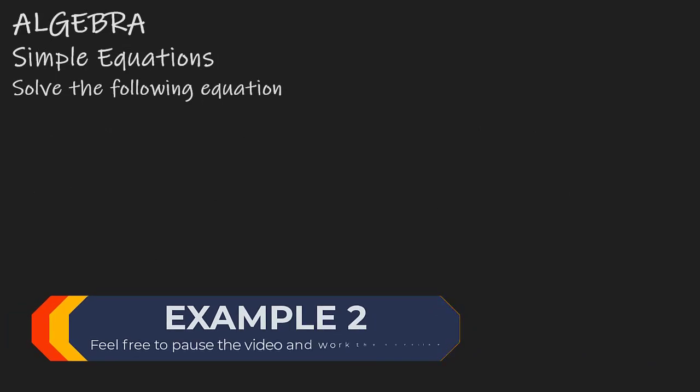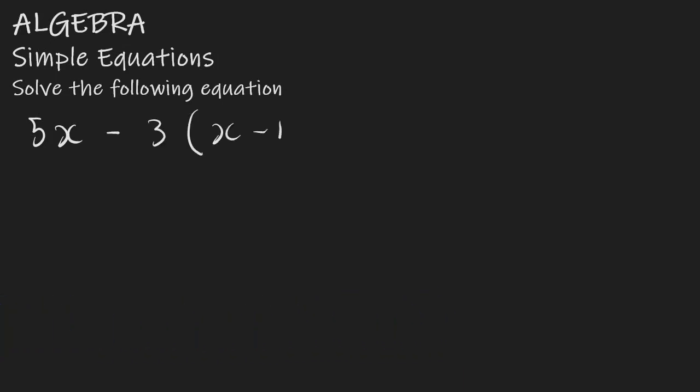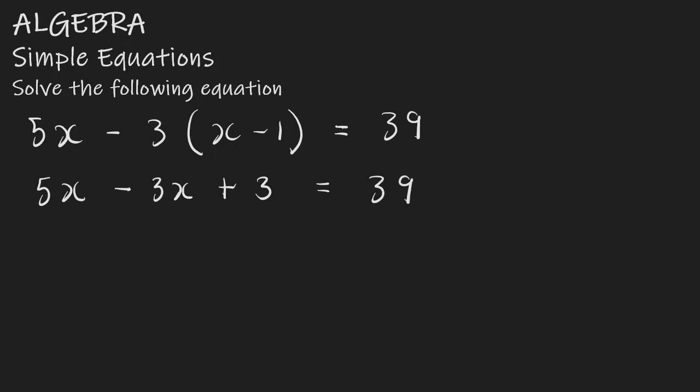In this example, we will be solving 5x minus 3 times x minus 1 is equal to 39. Here we will be solving for our unknown variable x. So my first step is to expand my brackets using the distributive law. 5x minus 3 times x, that is equal to negative 3x, minus 3 times negative 1, that is equal to positive 3. That is equal to 39.